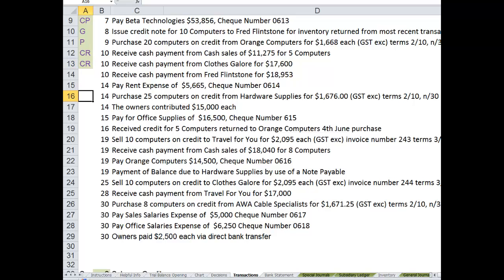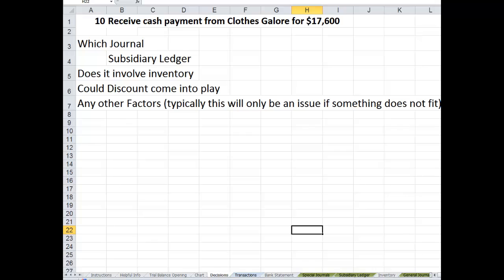Now there's some other decisions that you need to have a look at generally, and I'll go and look at those on the page before. And so what are those decisions? Which journal? Yes, you've already decided that. It's the cash receipts journal. Now it's a cash receipts journal because it's the payment of an account receivable, received cash payment from Clothes Galore. So there will be a subsidiary ledger, and that will be the accounts receivable subsidiary ledger. Does it involve inventory? No, it doesn't. The original transaction did, but this one doesn't.